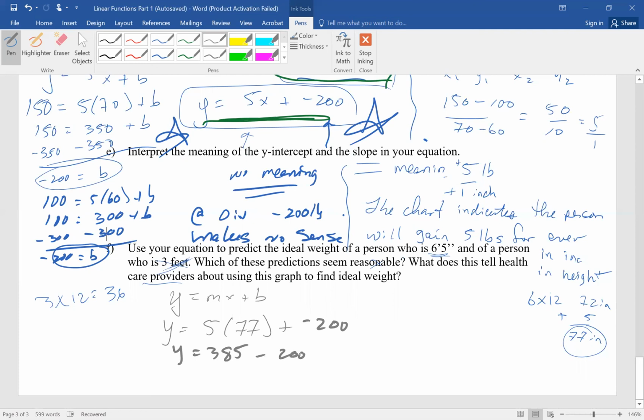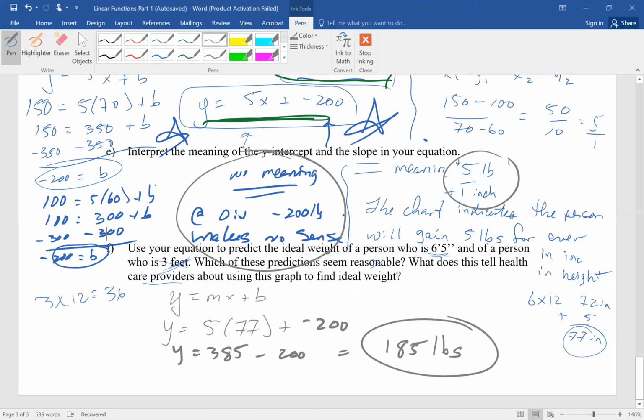Go ahead, I'll wait. So you should have 385 minus 200. And if you do that, your answer will turn out to be 185. Notice your answer, because it's y, will be in pounds. So it's a big deal not to know just the number, but actually what you're talking about. Here's a slope, it meant something in our problem. The y-intercept in this case had no meaning.